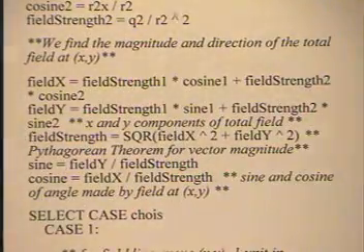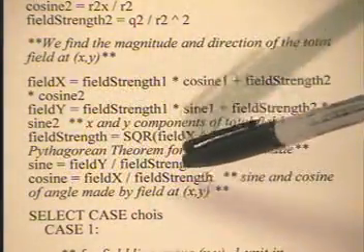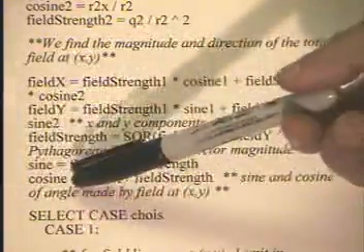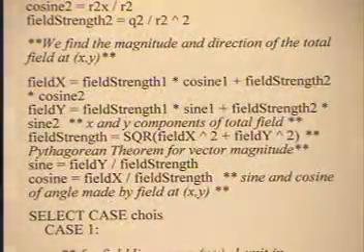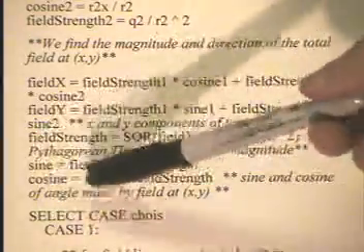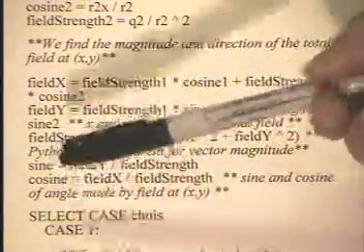Then the sine and the cosine now are the sine and cosine of the angle of the actual field. We take the y component of the field divided by the magnitude, and that gives us the sine. We divide the x component by the magnitude. It gives us the cosine of the angle of the field. So at this point we know what the direction of the field is. And this is what we're really after.